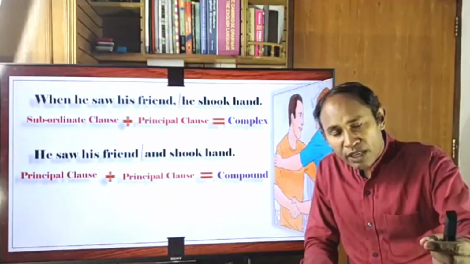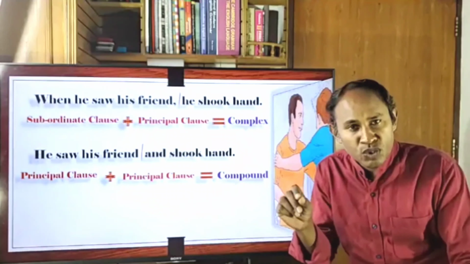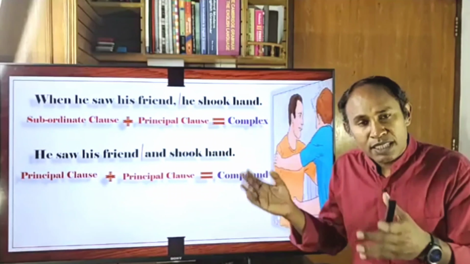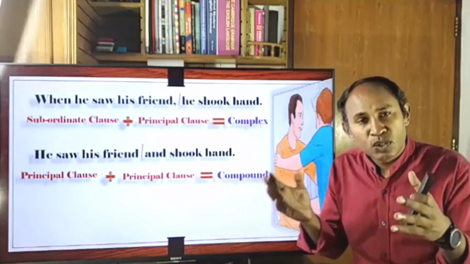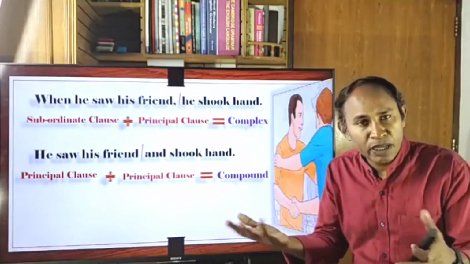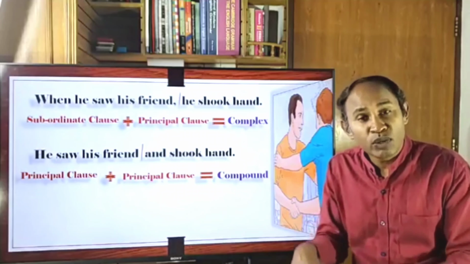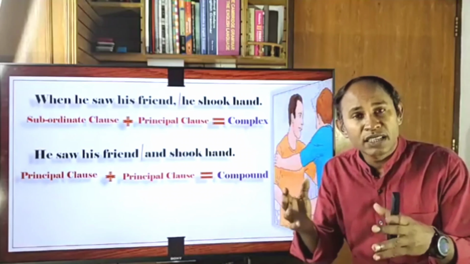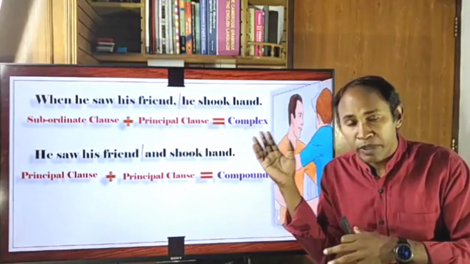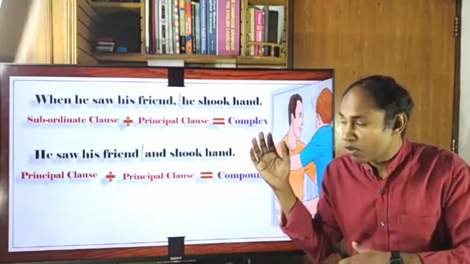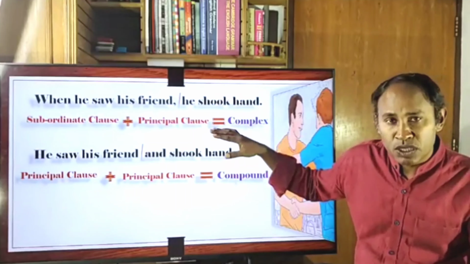If I ask you now, what is a compound sentence? The answer is very simple. The sentence which has two or more principal clauses is called a compound sentence. And what is a complex sentence? The sentence which has one principal clause and one subordinate clause. Perhaps you can now find the difference between these sentences.